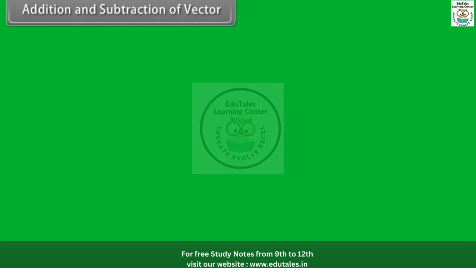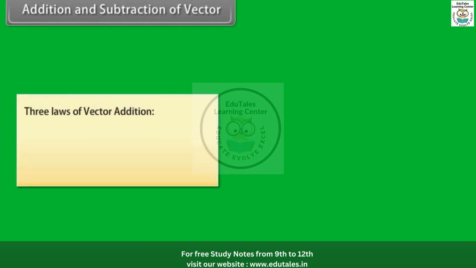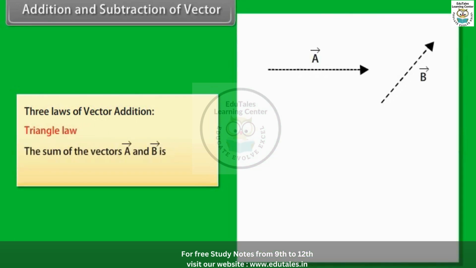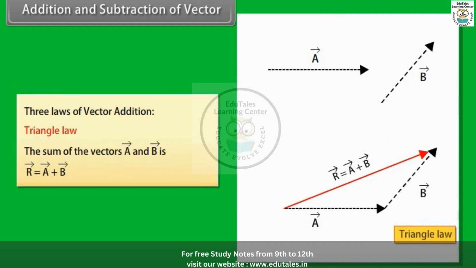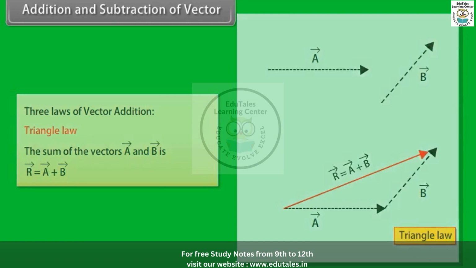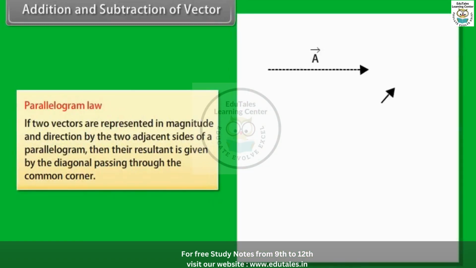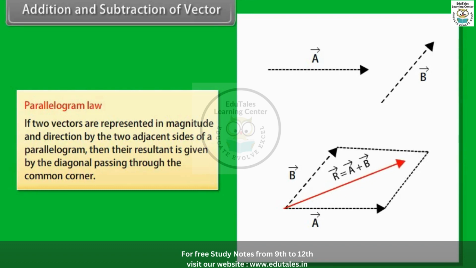Addition and subtraction of vectors. Vector addition is done with the help of three laws. A. Triangle law: the sum of the vector A and vector B is R vector is equal to A vector plus B vector. B. Parallelogram law: if two vectors are represented in magnitude and direction by two adjacent sides of a parallelogram, then their resultant is given by the diagonal passing through the common corner.